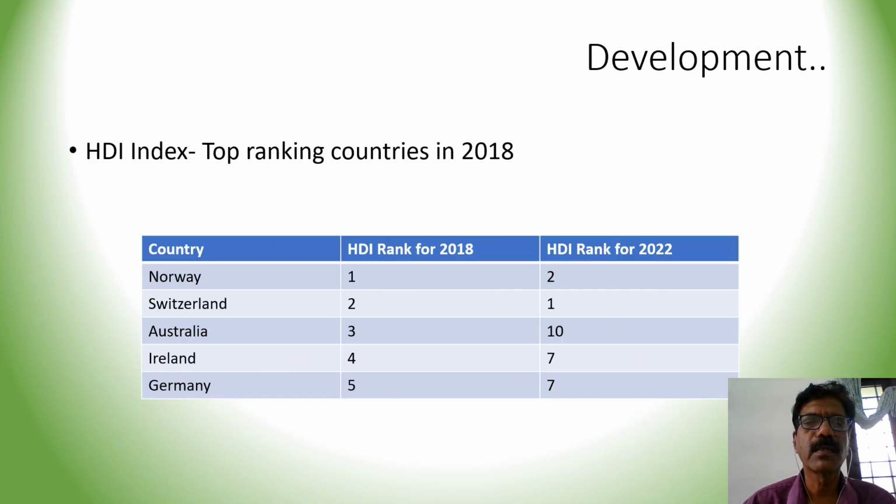Now look at the top ranking countries according to HDI. Norway is at the top. Switzerland on the second position. Australia third. Ireland fourth. Germany fifth. But recently these positions are slightly changing. In 2022, Norway has come to the second position. Switzerland is on the first position. Australia has fallen to 10th position. Ireland is on 7th position and Germany is on 7th position. An interesting fact is that recently some other countries like Iceland, Denmark, Sweden, etc. have come to the top positions.